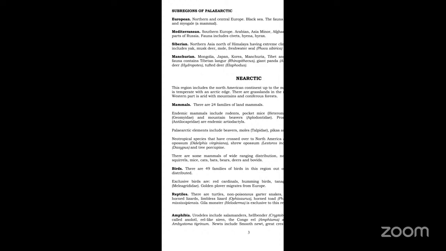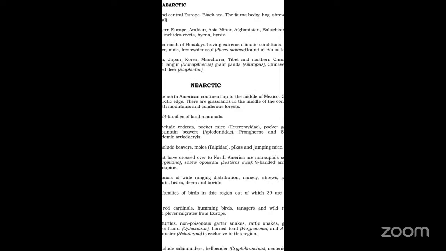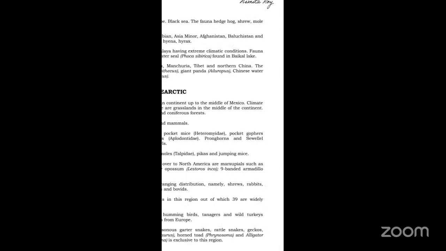Now coming to the mammals. The Nearctic region includes about 24 families of land mammals, means the mammals which are present on the land. So it includes about how many? 24 families. Now they are all endemic mammals, and here they include what? They include the rodents, pocket mice, then you have the pocket gophers, mountain beavers, then you have pronghorns, as well as the sewellel. So these are some of the endemic mammals.